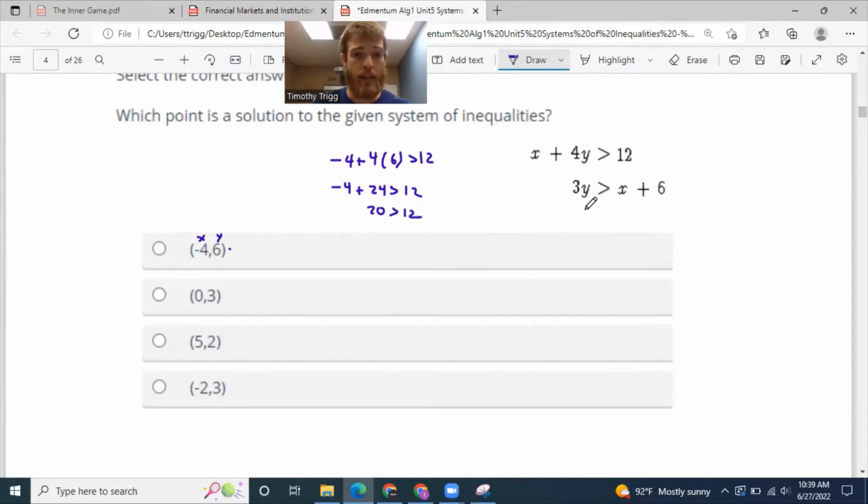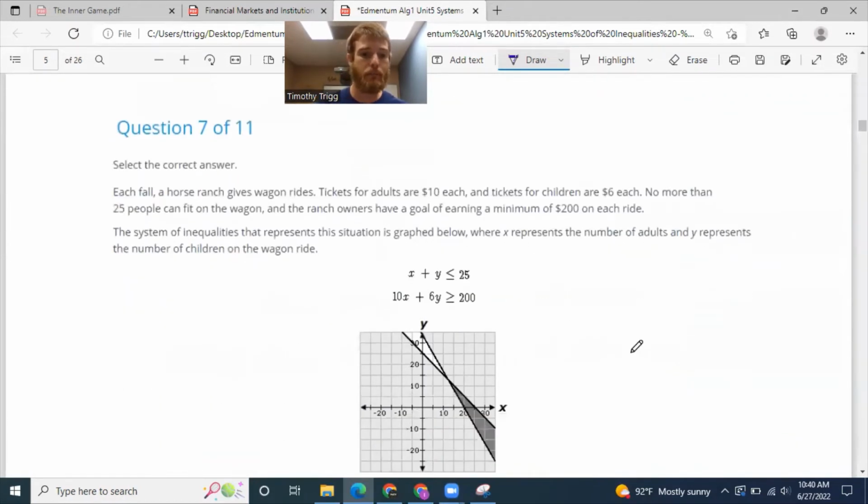Let's see if it works for the second one. I'm going to replace again the x with negative 4 and the y with 6. So this becomes 3 times 6. Is that going to be greater than negative 4 plus 6? Well, this gives us 18. Is this going to be greater than 2? Yes, it is. So it produces a true statement for both inequalities. That means that's your answer. That will be in the double shaded region if you graph these.